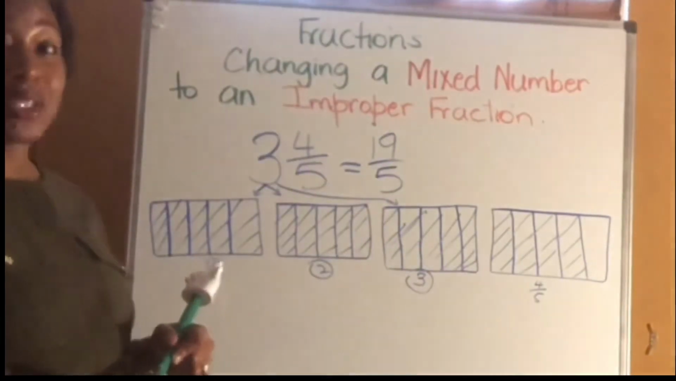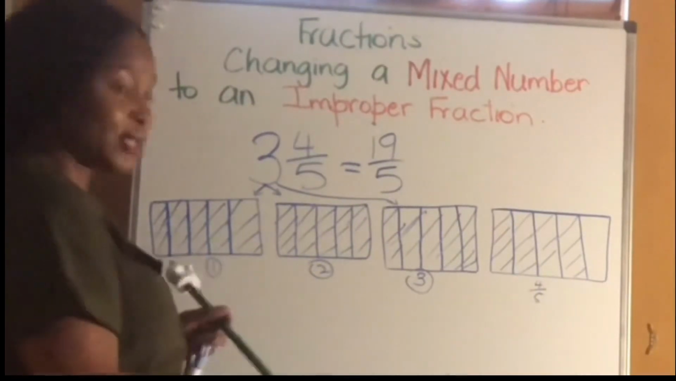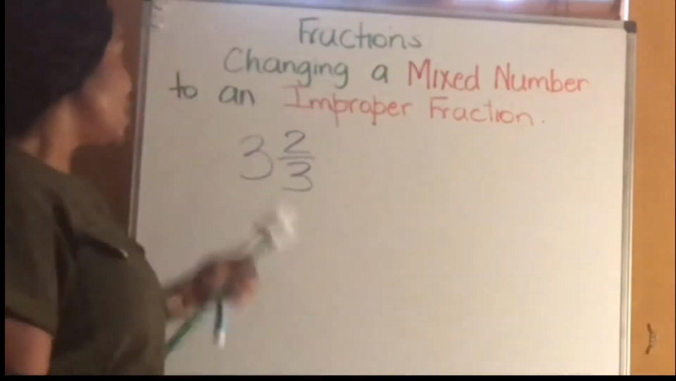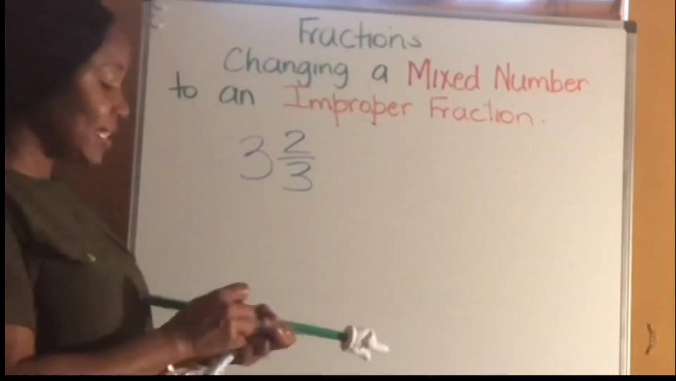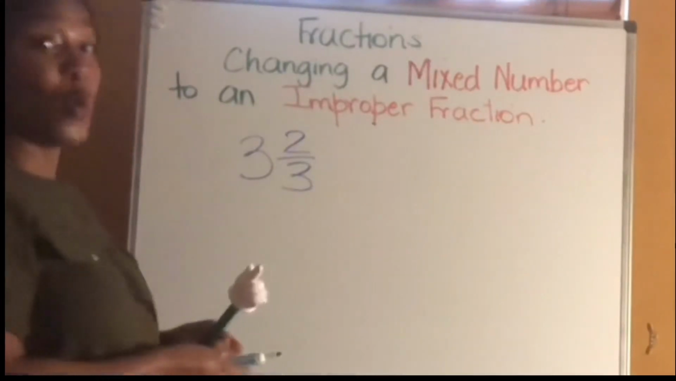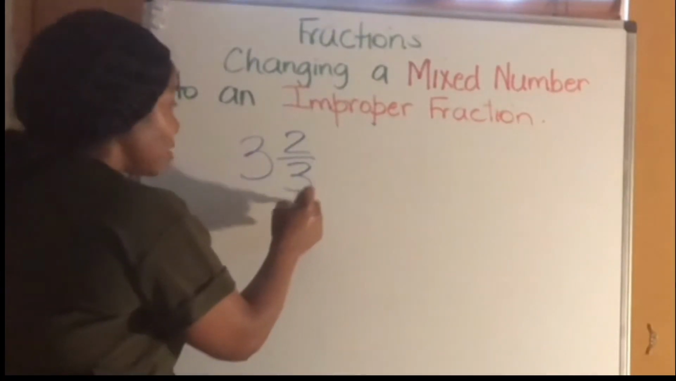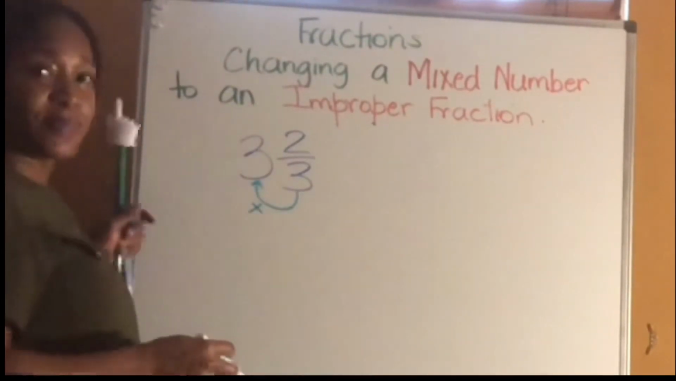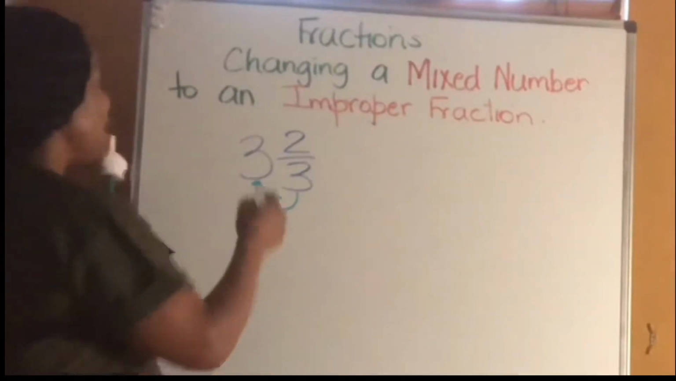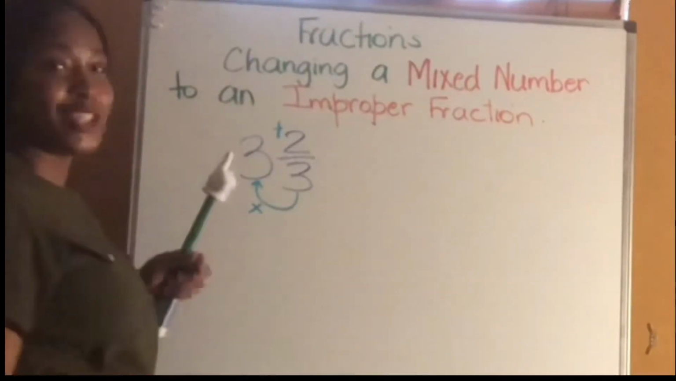We can do it without using a diagram. So we're going to look at that now. So here I have my 3 2/3. So we need to take some simple steps. Step 1, we have to multiply the denominator and the whole number. We multiply those. And then we add whatever answer we get to the 2, which is the numerator.